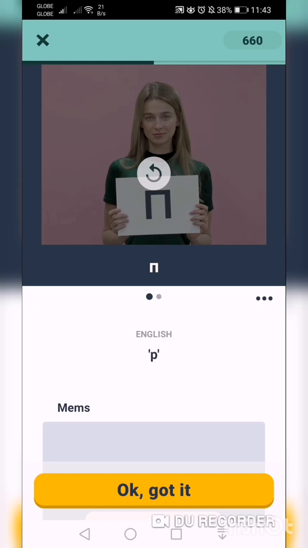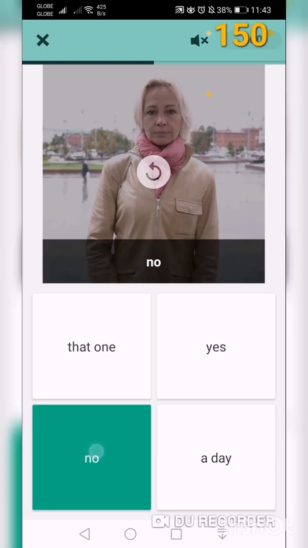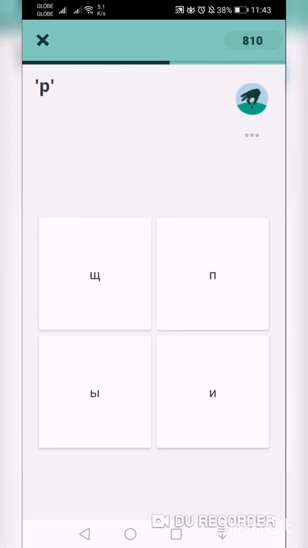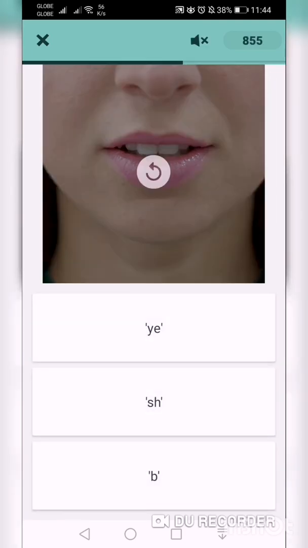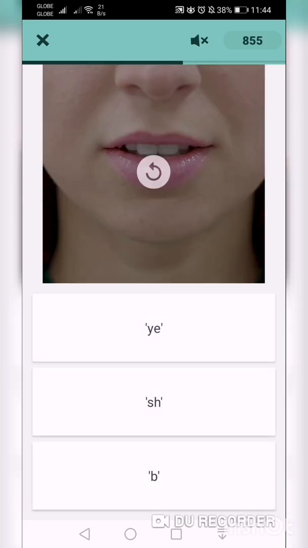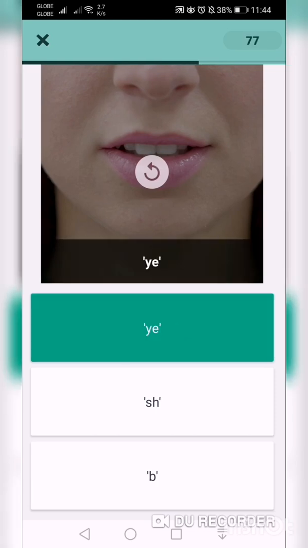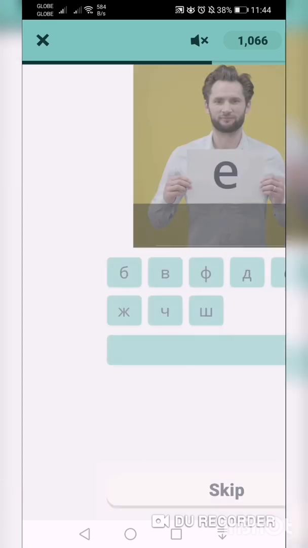Okay, this character has the P sound. Нет. Niet is no. All right. What's the P sound? There we go. Let's look at her mouth again. The N sound is going to be that capital letter H.